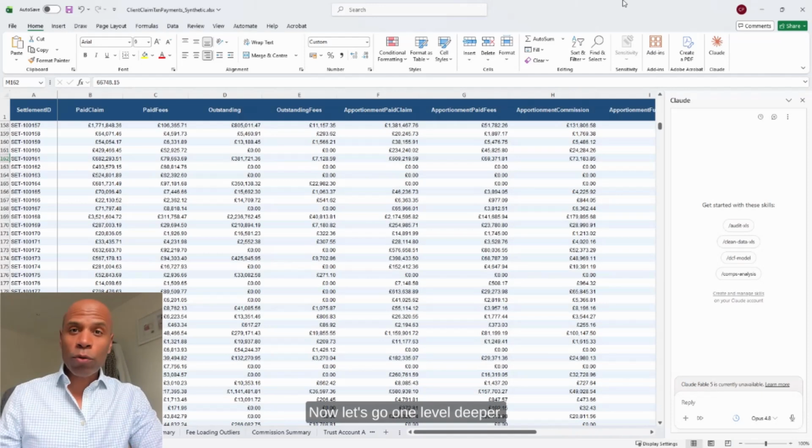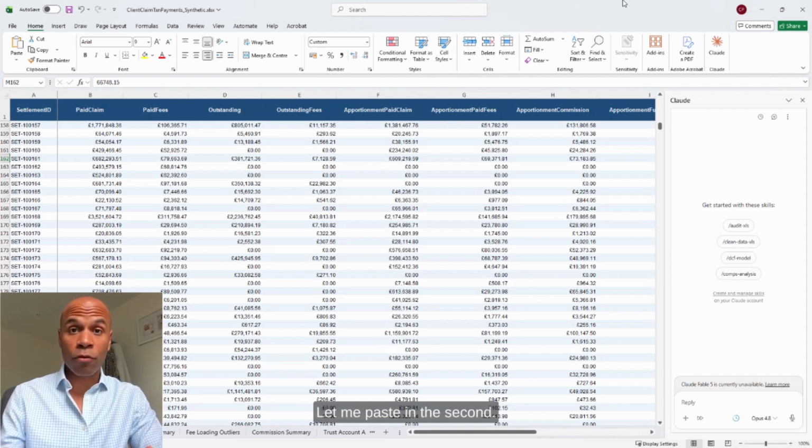Now let's go one level deeper. Knowing the apportioned amount differs from the direct payment is useful, but what I really want to understand is the composition of the total paid claim. Specifically, how much was a direct client payment and how much moved through third-party trust accounts. This is where ApportionmentPaidClaim and PaidClaim TP come in, and together they give us a payment split that is central to bordereaux reporting and co-insurer reconciliation.